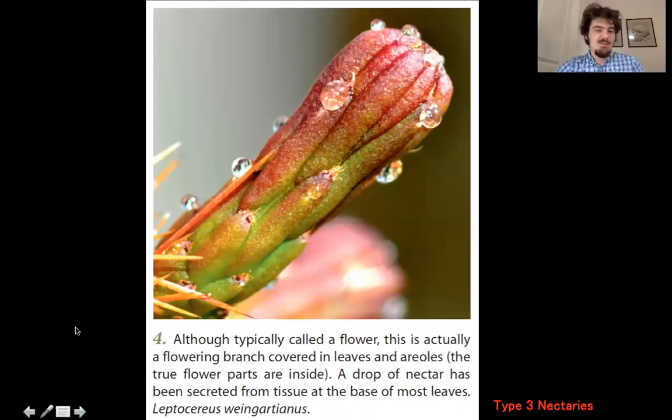Now we'll look at the type 3 nectaries. This is another picture from the Mauseth et al. review paper. And you can see this flowering branch. This is like a flower bud here. Here's the areoles with the spines, and then the areoles are in the axillary position to these foliage leaves, and you can see where the foliage leaves are secreting drops of nectar.